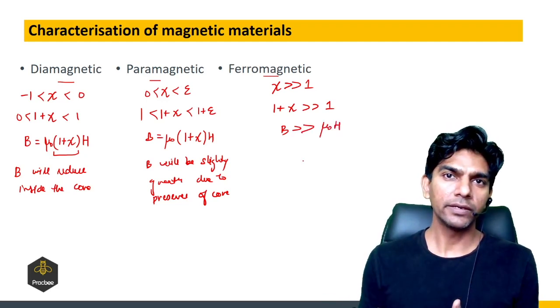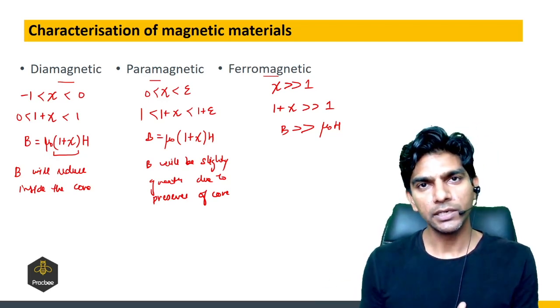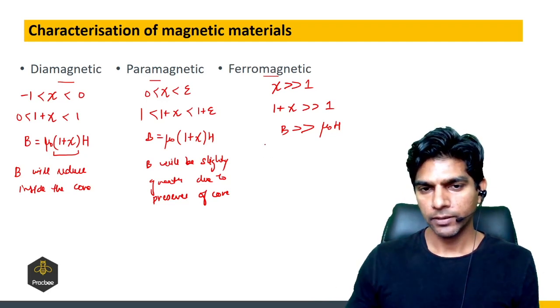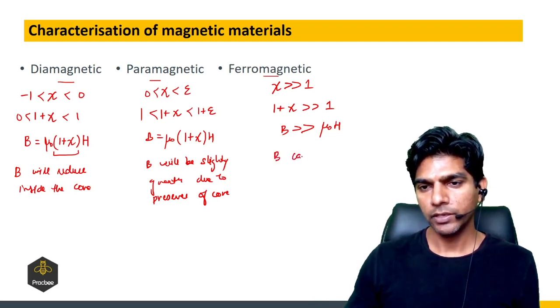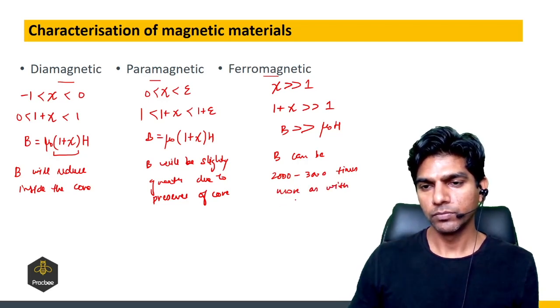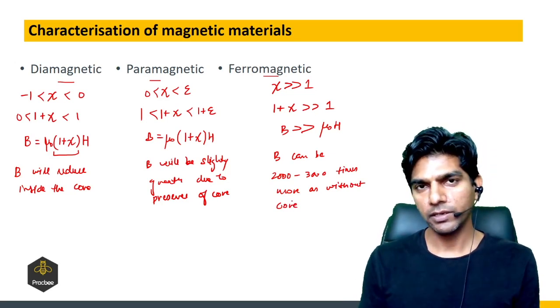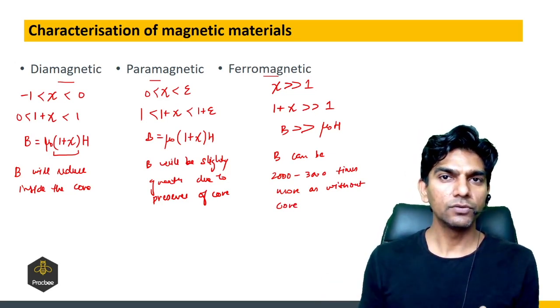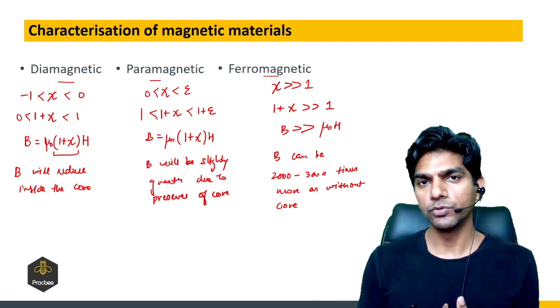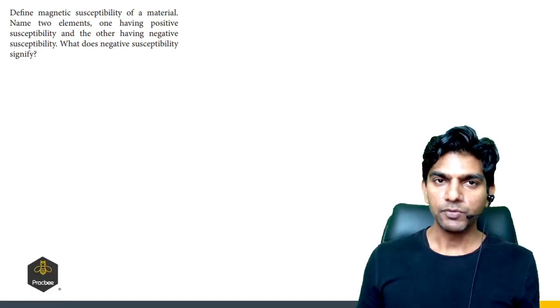So in case of ferromagnetic material, the magnetic field inside the core can be 2000, 3000 times stronger than without the core, right? If there is no core, then we have a certain field. If we have a ferromagnetic core, then the field will be 2000, 3000 times stronger. Okay, let us see the example, the type of question that can be asked.